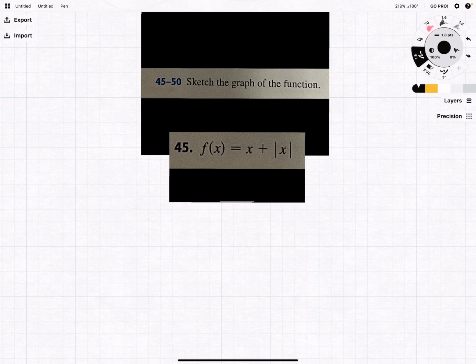This is Stewart Calculus, 8th edition, section 1.1, problem number 45. For 45 through 50, it says, sketch the domain of the function. And here we can see it says, f of x equals x plus absolute value of x.